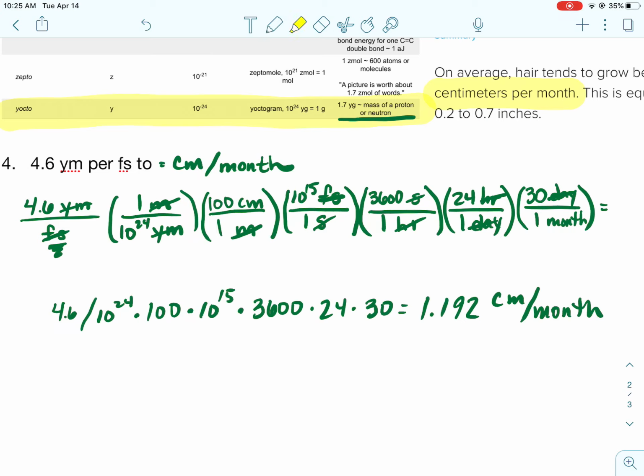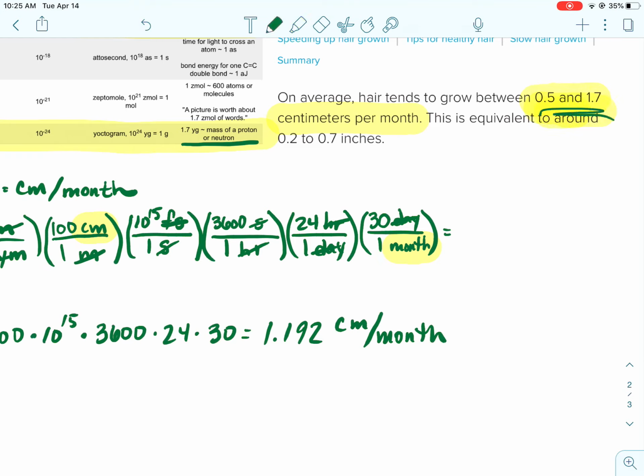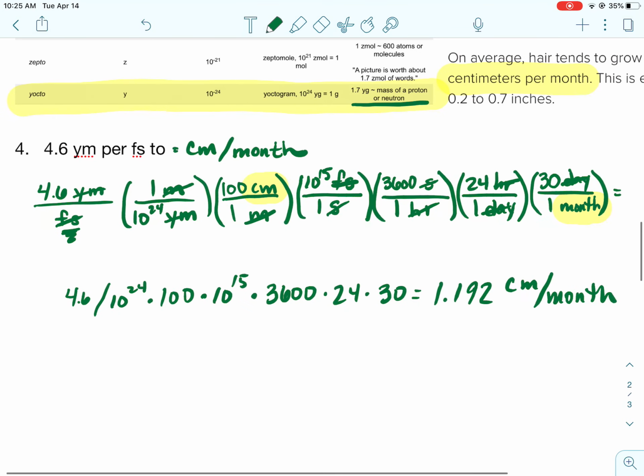Okay. And then when you multiply all that out, we're left with 1.192 centimeters per month. Because the only unit of measurement left in the numerator is centimeters, the only unit left in the denominator is months. All right, and then that does fall in the range of the average hair growth. So the writers of Big Bang Theory actually looked this up and made it all work out.